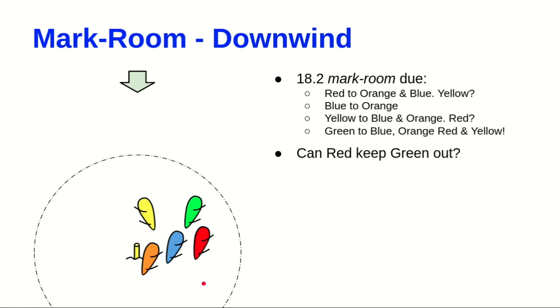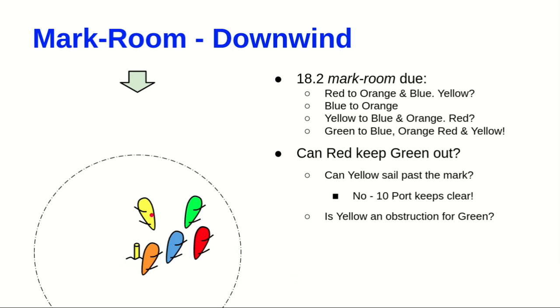But the question here is, even though green owes mark room to red, can red keep green out from the mark? What's to stop green and yellow following these other two boats around the mark? What can red do here? Well, firstly, can they go around the mark? Can yellow sail on past? Well, yellow's on port, so she has to keep clear. So any rights that yellow have is due to mark room, and she basically can only sail to the mark and round the mark. But is yellow an obstruction for green?